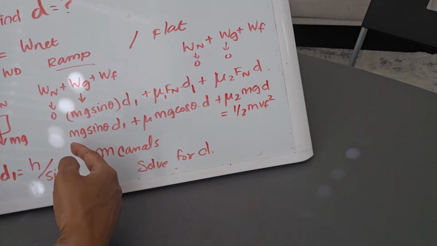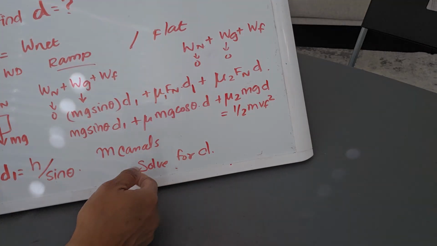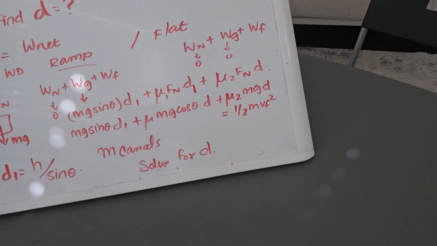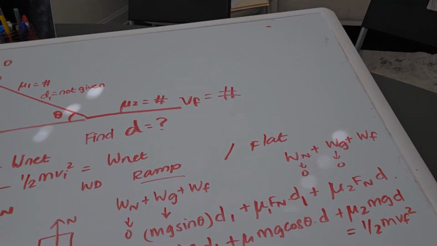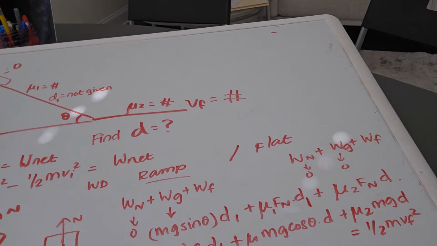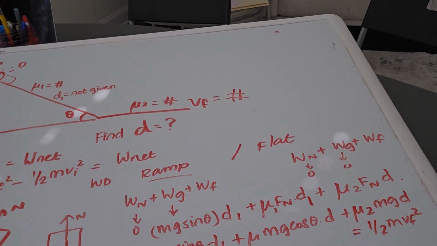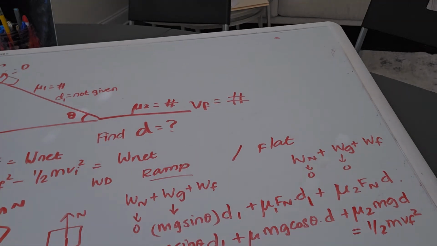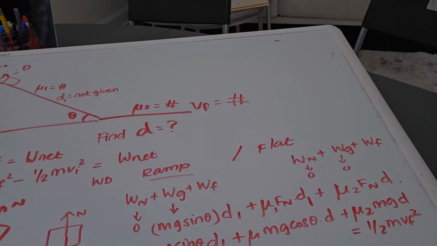And remember, if you see it, masses all cancel out, and then you're going to solve for unknown d. This is basically explaining how we are setting up total work done that is contributed by different forces, and keep in mind the directions of the force and the displacement, whether you get a positive or a negative.